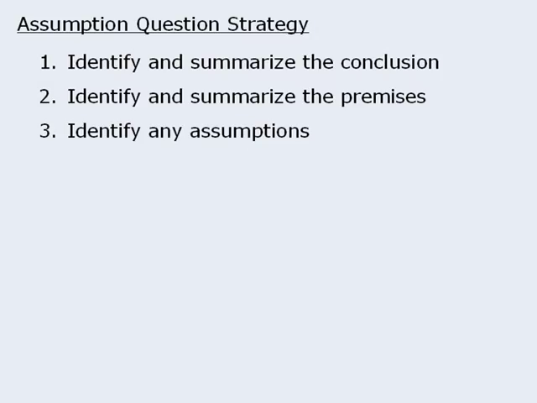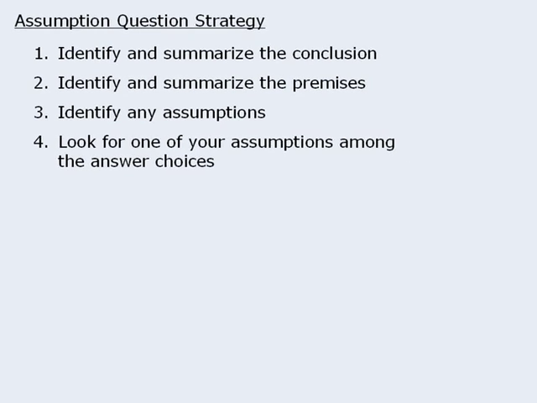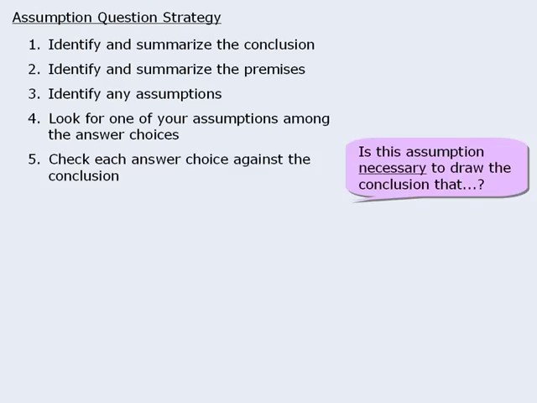Okay, once we've tried to identify one or more assumptions, our next step is to check the answer choices, looking for one of the assumptions that we identified, if we were in fact able to identify some assumptions. In addition to looking for one of the assumptions that we identified, we should also check each answer choice in terms of its effect on the conclusion. So, for example, if the conclusion of the argument is that hot dogs are bad for one's health, then as we check each answer choice, we'll keep asking, is this assumption necessary to draw the conclusion that hot dogs are bad for one's health?